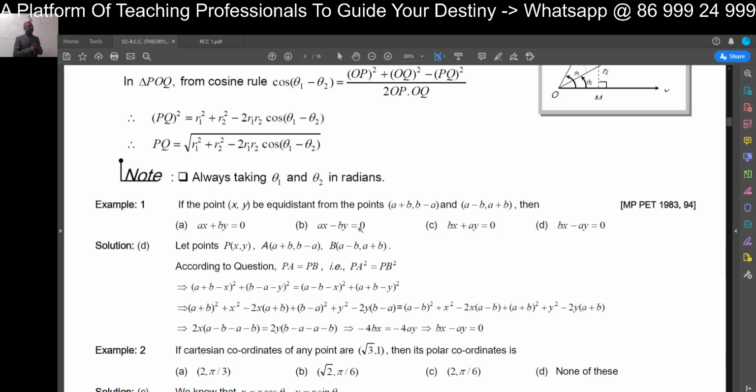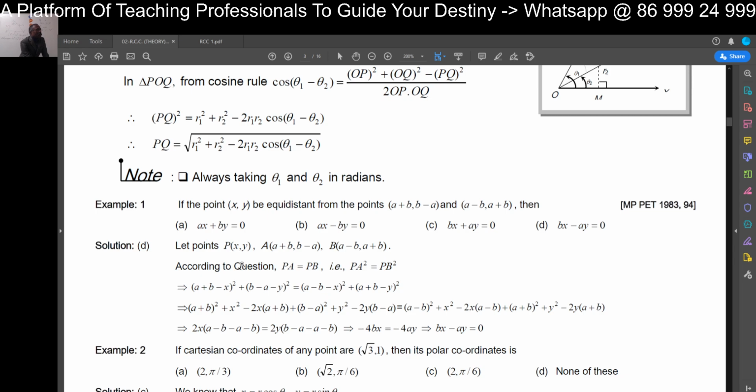So 2 points are given, 2 points that are equidistant. If the point xy be equidistant from the points a plus b, b minus a, and a minus b, a plus b, then what is the condition? See, if you draw, the problem is simple. See what he did, let us see, because it's a worked out example, let us understand this. Simply, it is given to be what?